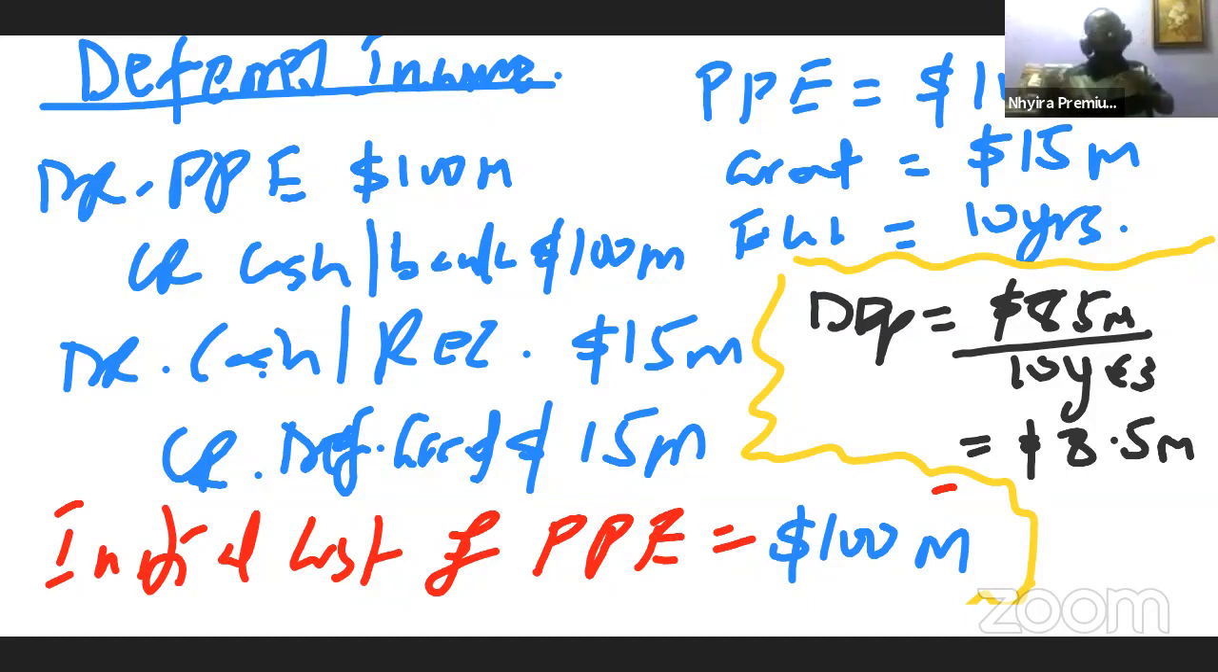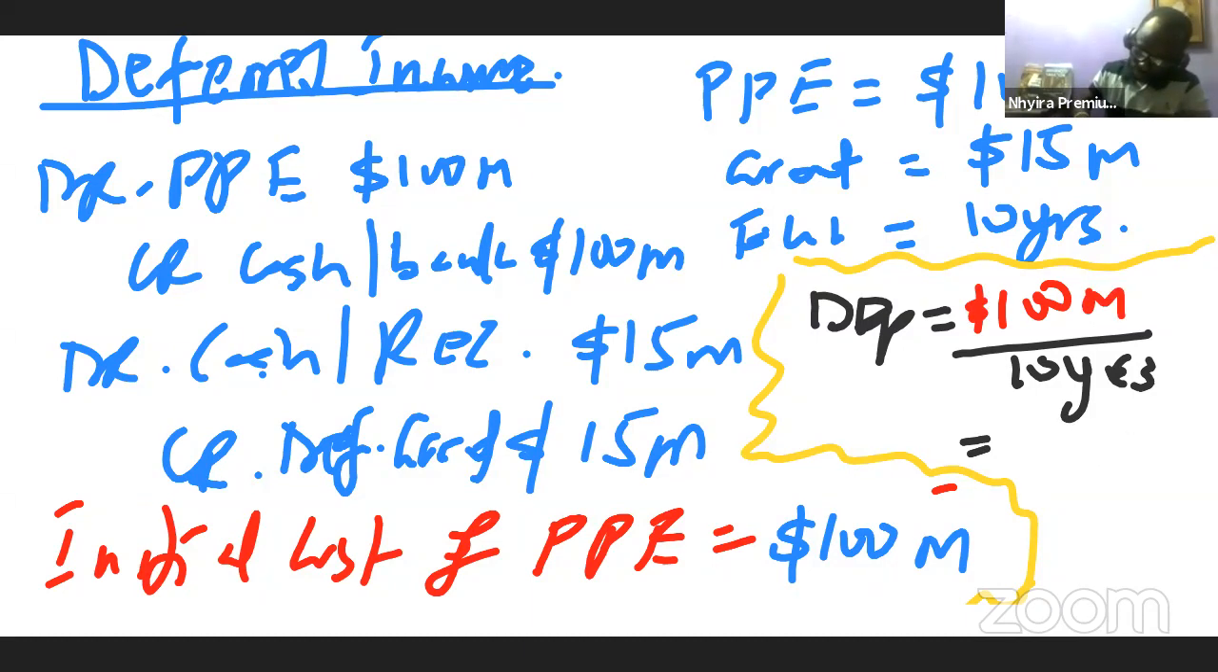Let's look at the subsequent recognition. So on subsequent recognition, our depreciation for every year is going to be 100 million over 10. And that's going to be, will it be 10 million?